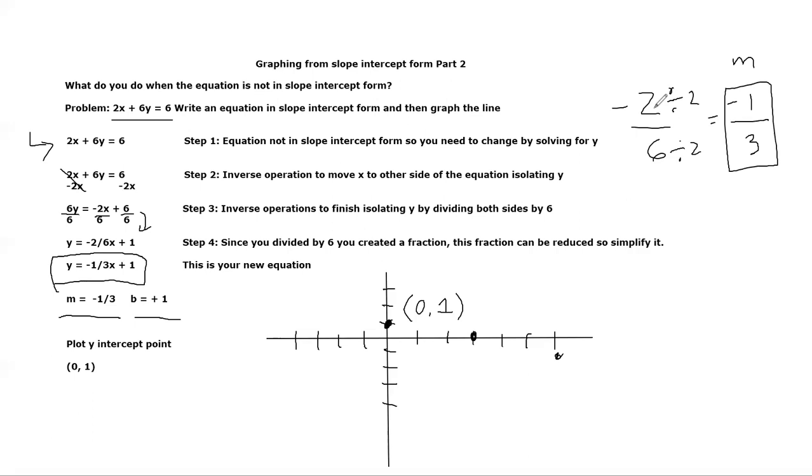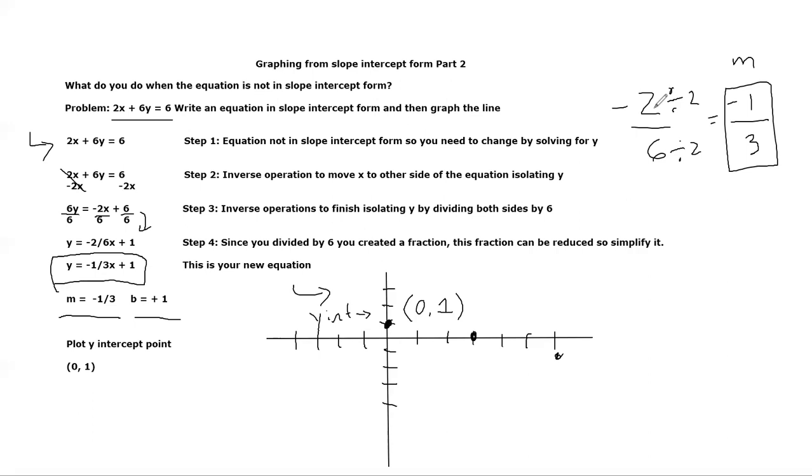Given that I know it's in slope-intercept form, I can determine what m is and what b is. Then I can start by plotting my y-intercept. My y-intercept is going to be (0, 1). So I'm going to start on my graph now. I'm going to start at (0, 1). This is my y-intercept. Just going to abbreviate it there. At (0, 1), that's how I start.